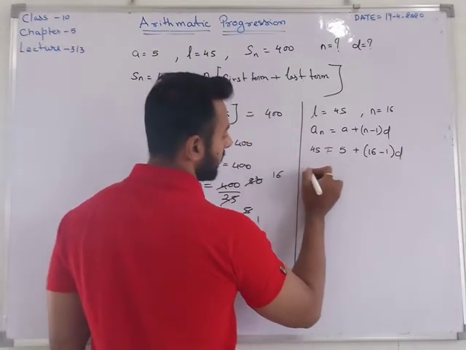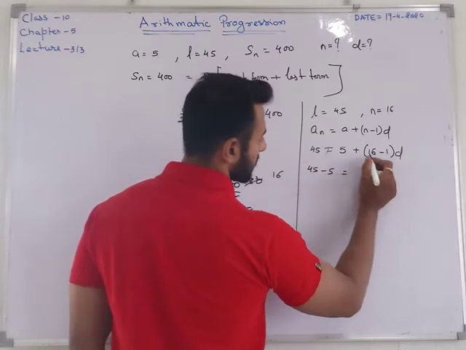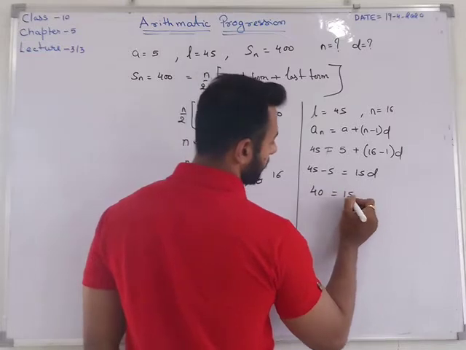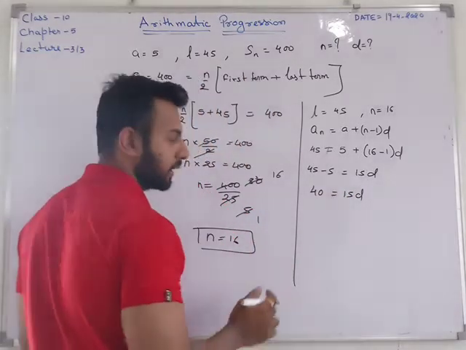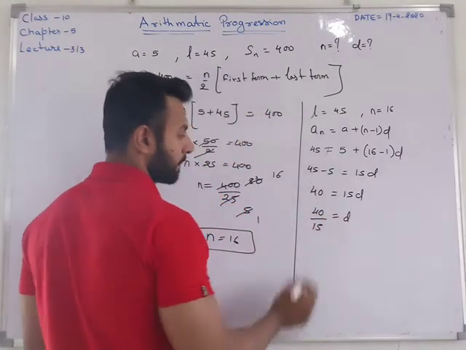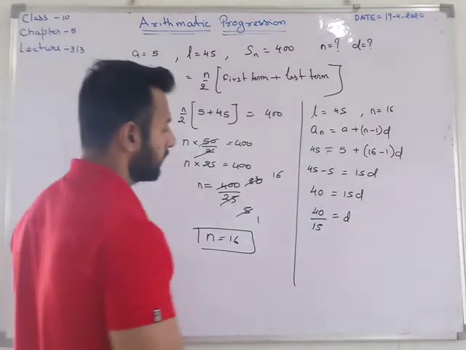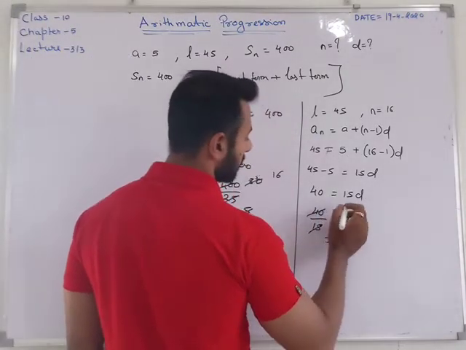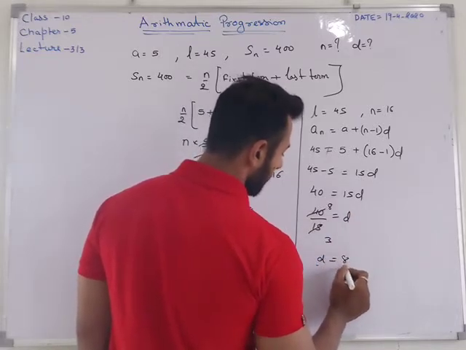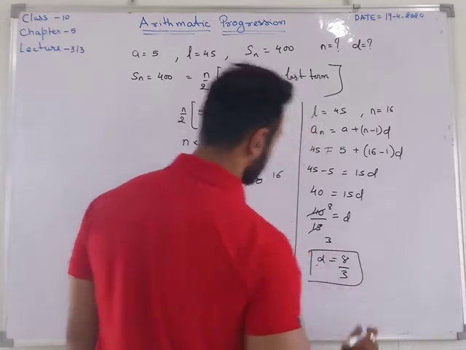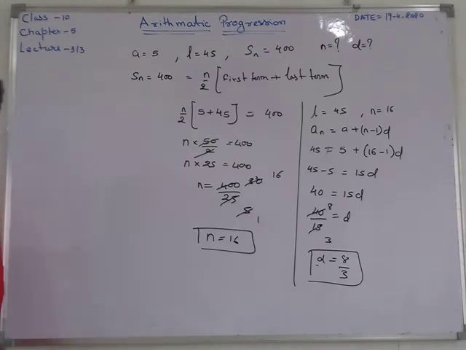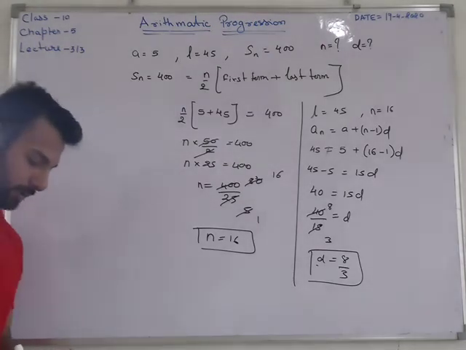Taking this 5 to the left hand side, 45 minus 5 is equal to 16 minus 1, which is 15, into d. This will be 40 is equal to 15 into d. Taking this 15 to the denominator, 40 by 15 is equal to d. Simplifying this, we get 5 times 8, so d is equal to 8 by 3. In this manner, we have to find the value of n and d. Right? Proceed to our next question.